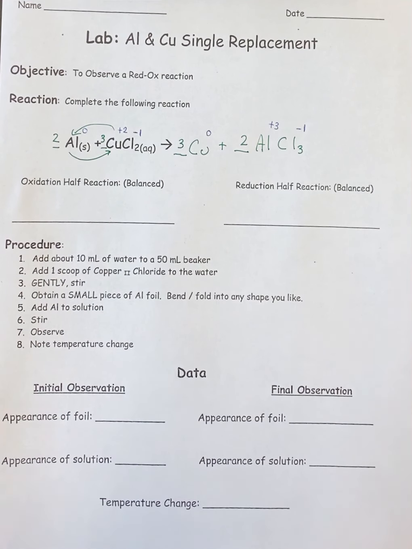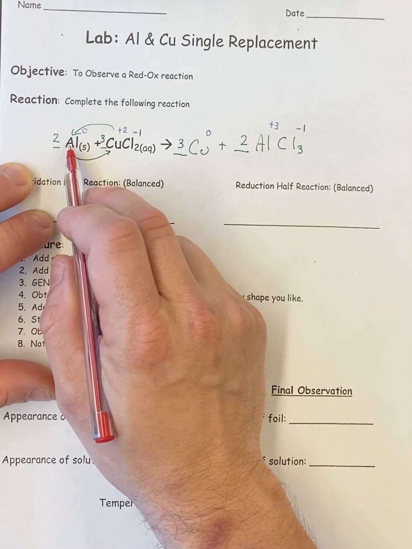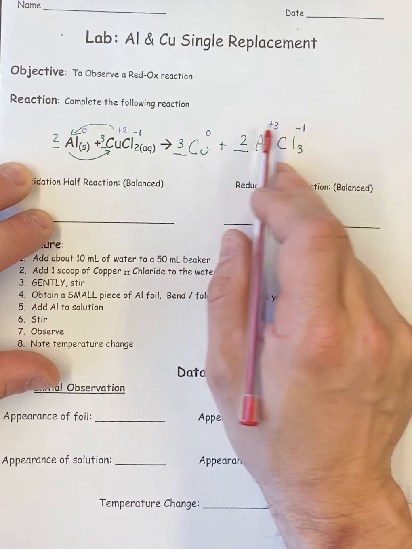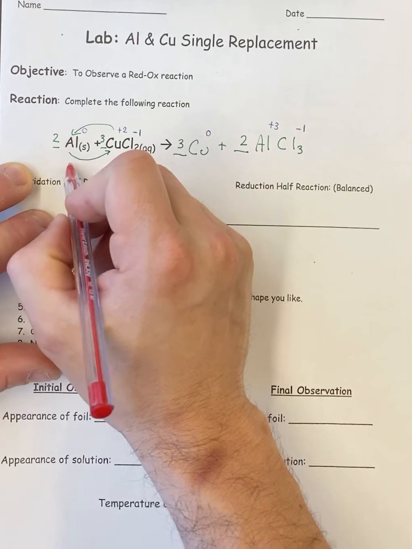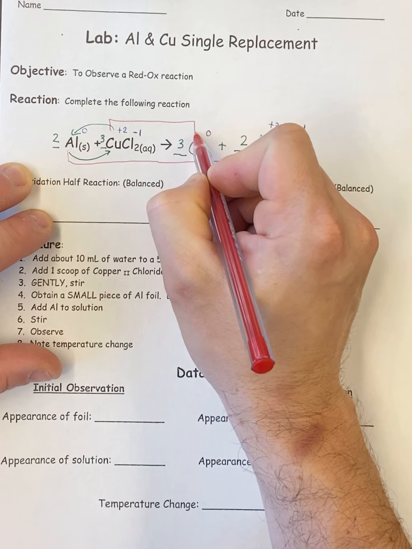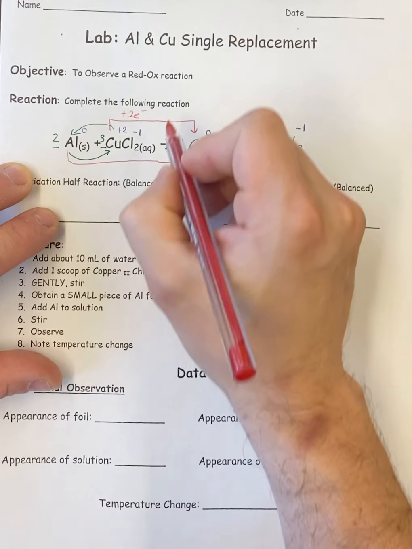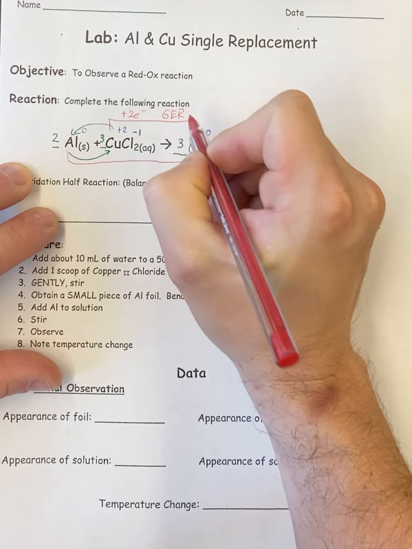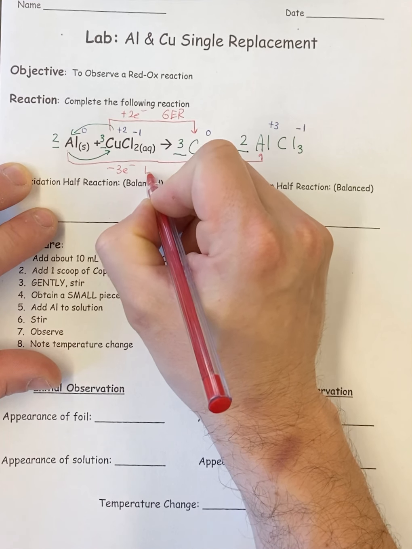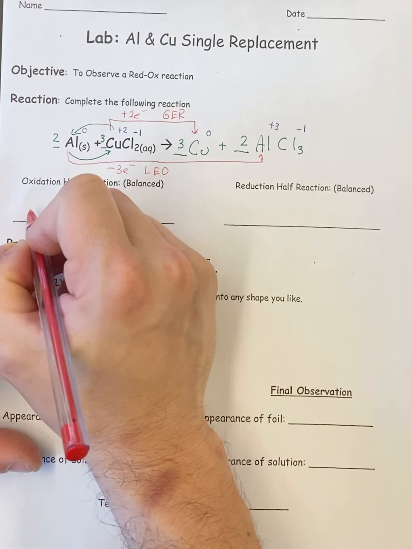And then the last part is going to be for the half reaction. So in order to do that, I identify the two elements that changed. It's always going to be the ones that were elements and then not elements, so Al and copper, because they went from 0 to not 0 and not 0 to 0. That's the quick way to identify these. So there's aluminum. And there's copper. So copper gained 2 electrons. So it was reduced. Aluminum lost 3 electrons. So it was oxidized.